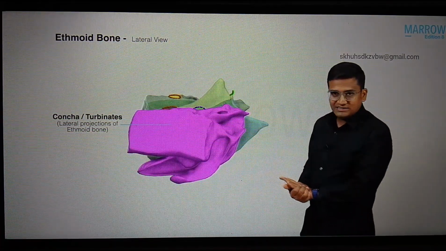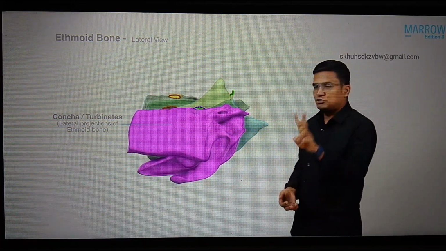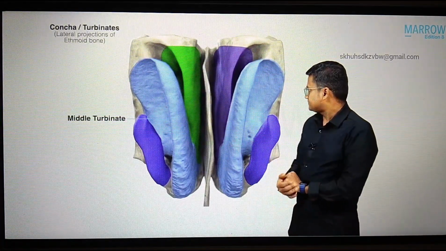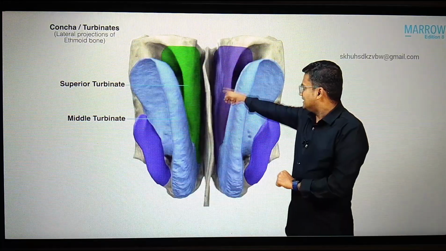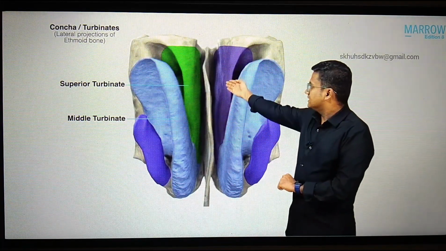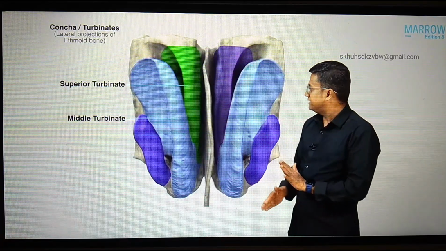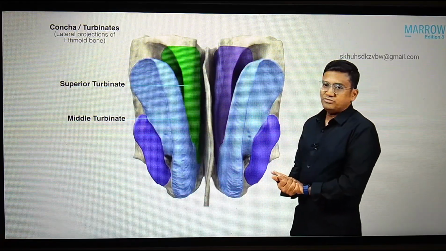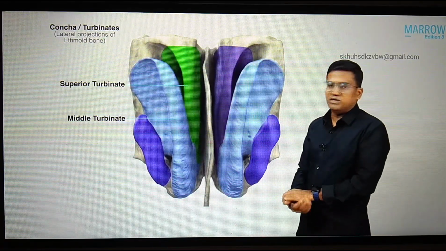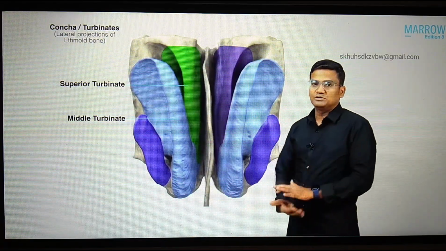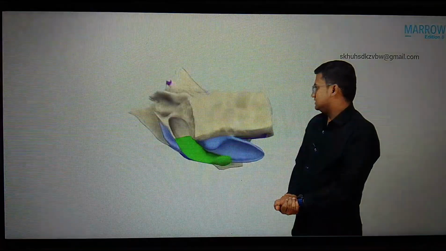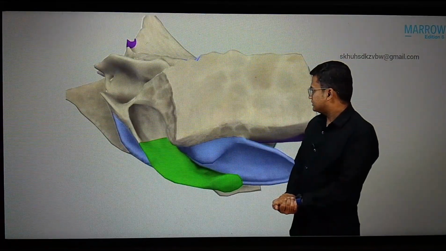And we have some turbinates, projections on the lateral side. We have two turbinates, the middle turbinate and the superior turbinate. See the colors? The blue color and the green color are the turbinates. Blue is the middle turbinate and green is the superior turbinate. So the superior turbinate and middle turbinate are part of the ethmoid bone, whereas the inferior turbinate is not part of the ethmoid bone, it is a separate bone. Now we're going to tilt the ethmoid bone.